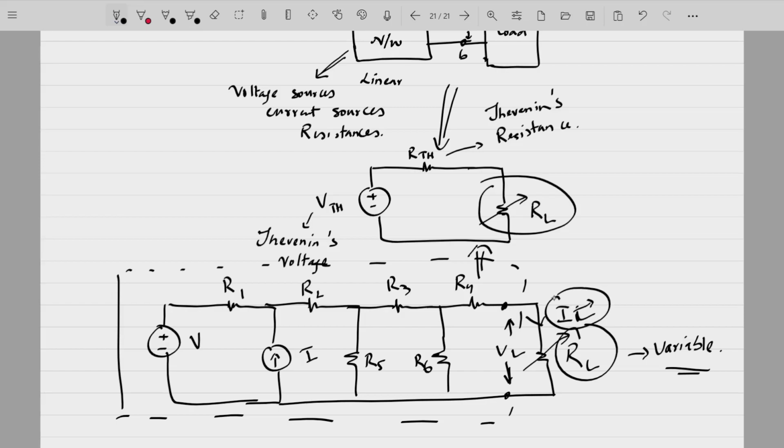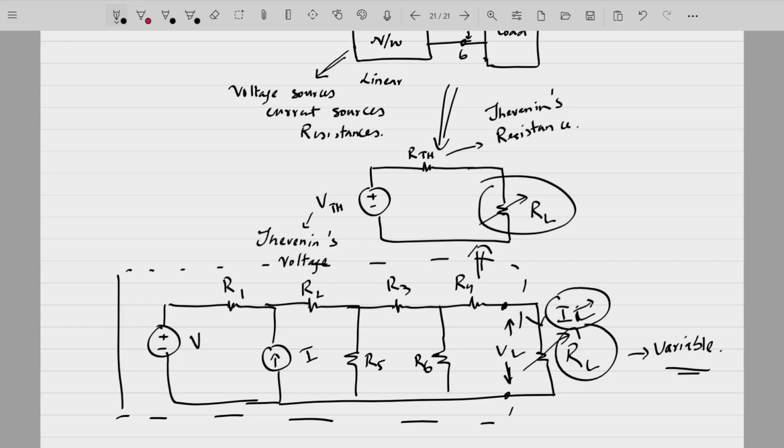So this IL we have to calculate. We are only focused on calculating the current flowing into this load and the voltage across this load. Since our load is now variable, the current and voltage are also changing as we change the resistance of this load. Now we cannot solve this circuit every time. If we are given such a circuit, we'll have to solve this entire circuit every time, find out what is the current and what is the voltage across this resistance.